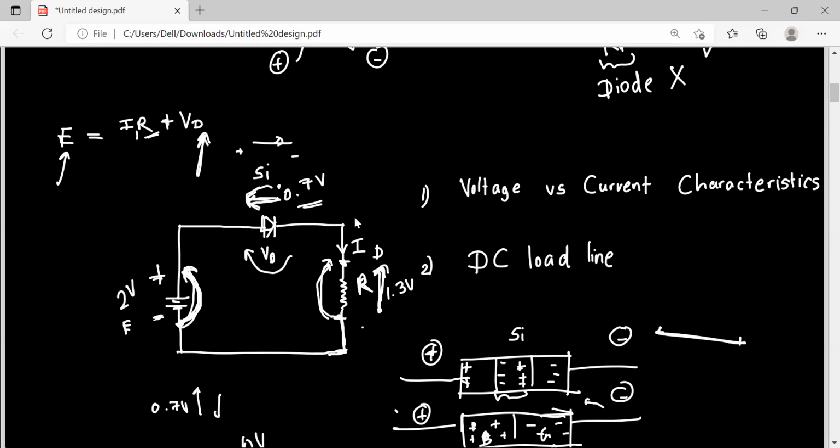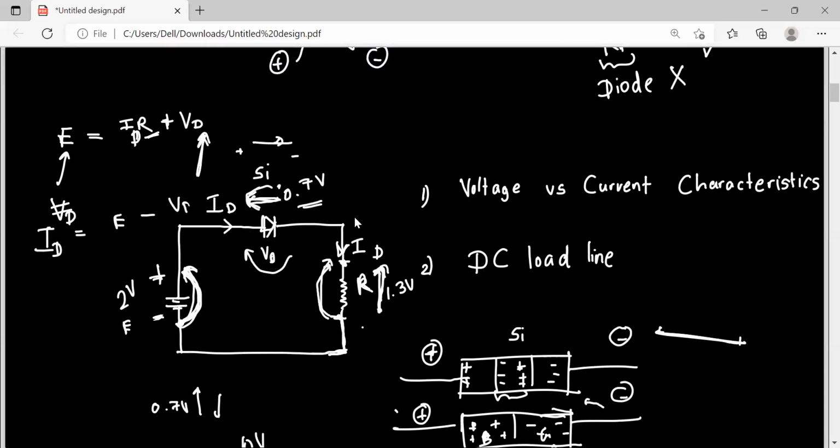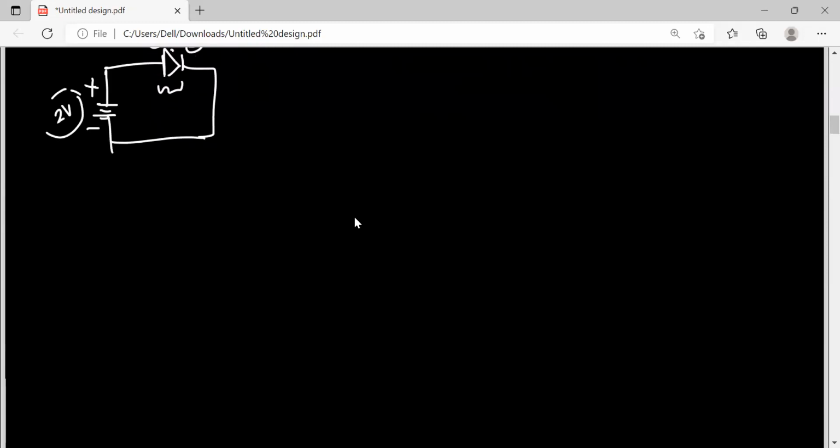So what we are going to do is check the graph for VD, and we can mark this I as ID. The reason is that the current through this resistor comes through this diode, so we can directly say the current is equal to the current through the diode. So we can mark it as ID. If you rearrange this equation and make ID the subject, you get ID is equal to E minus VD, divided by R. So I'll mark it over here: ID equals E over R minus VD over R.